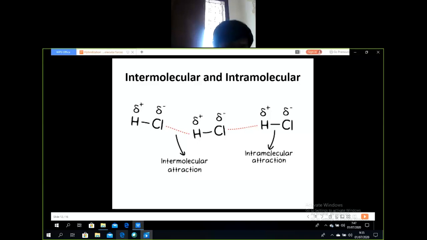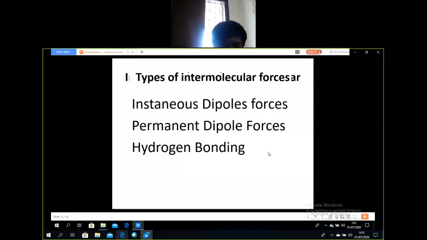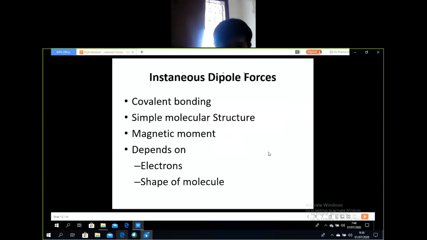And then types of intermolecular forces. There are three: instantaneous dipole forces, permanent dipole forces, and hydrogen bonding. Instantaneous dipole forces and permanent dipole forces can be called van der Waals. Instantaneous dipole forces occur with covalent bonding. It has a simple molecular structure because it has low melting and boiling point.